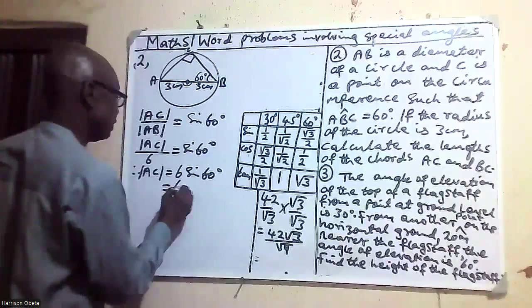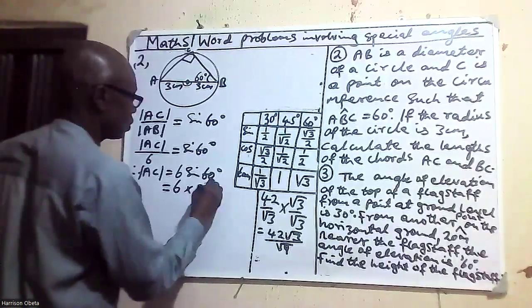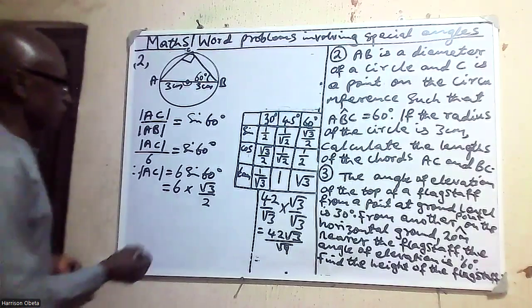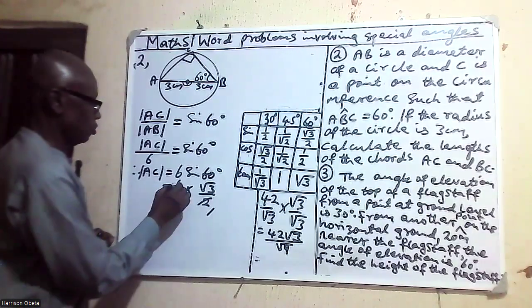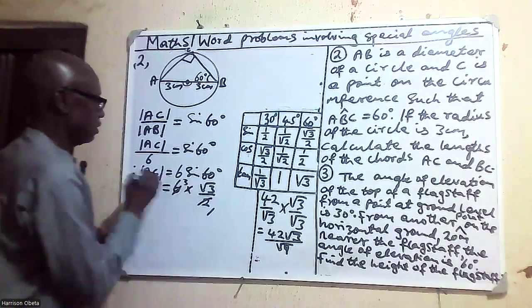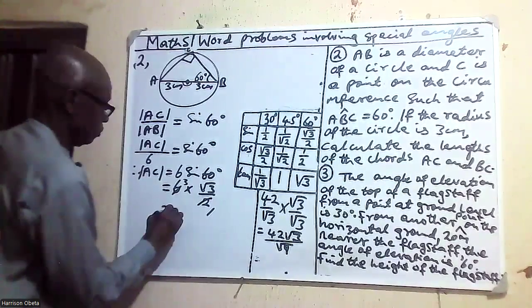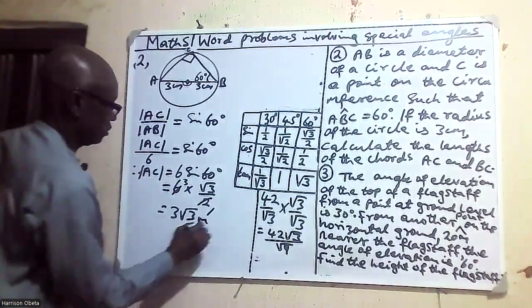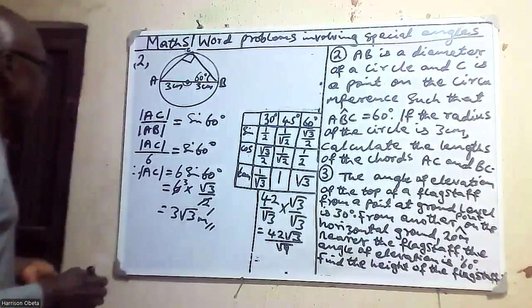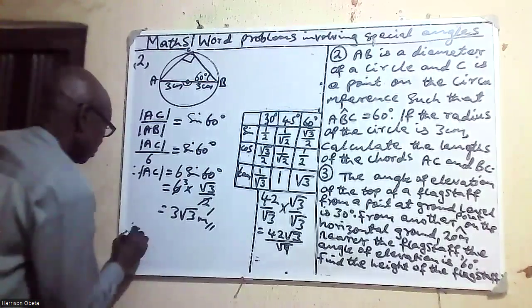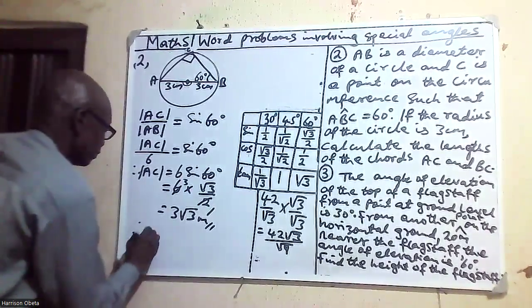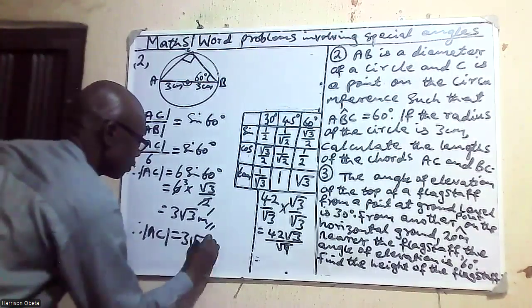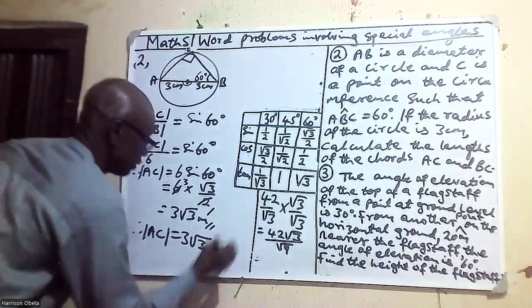So we now have 6 multiplied by root 3 over 2. And work it out, dividing by 2, we have 3. That is 3 root 3 meters as the length of AC. Therefore, AC is equal to 3 root 3 meters.